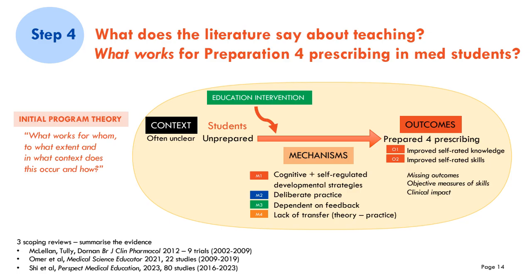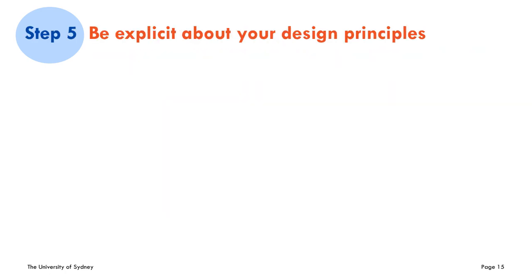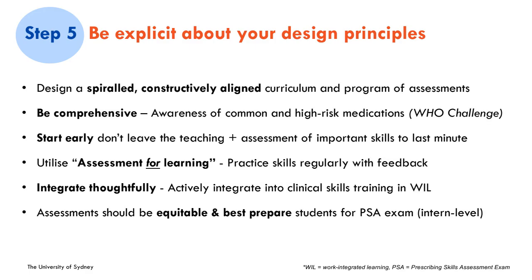It was really important that we noticed we were lacking this transfer between theory and practice, and we needed to give students lots more opportunity for deliberate practice. So being really explicit about our design principles was key. As our final step, we wanted to design a spiral, constructively aligned, comprehensive curriculum that started really early and incorporated a lot of assessment for learning, and thoughtfully integrated our clinical skills into workplace-based learning. We also wanted these assessments to be equitable and to best prepare students for their competency exam at the end of their final year.